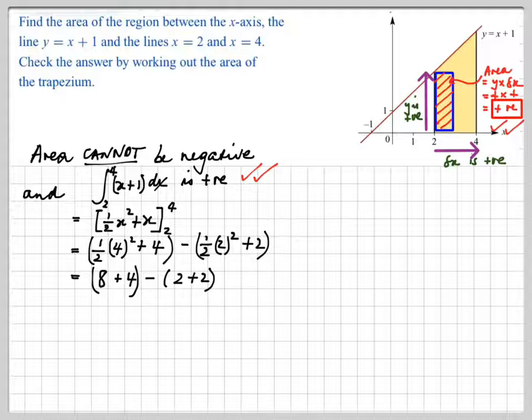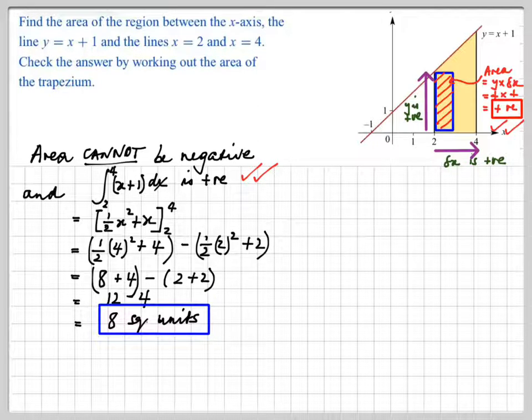Yes! Now, there's no tricks in that. Okay, 4 squared is 16, and half of that is 8, and plus 4 in the first bracket, and then the same process in the second bracket, no problem. So what did I get? I got 12 minus 4, which gets me 8 square units of area, okay?